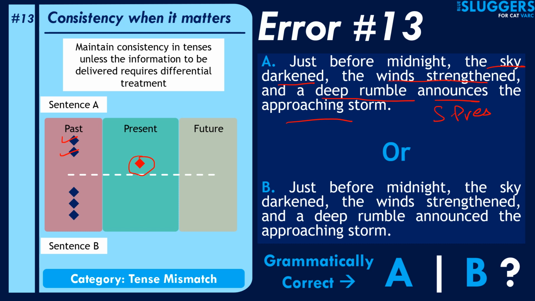So let's look at the second sentence. It says, just before midnight, the sky darkened, the wind strengthened, and a deep rumble announced the approaching storm. Now, in this case, we certainly have all three of the verbs in the simple past form. So all three of the events are in the same tense, and hence this sentence makes sense. Sentence A will not make sense. So sentence A is incorrect, B is correct.